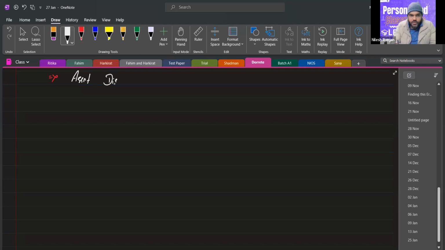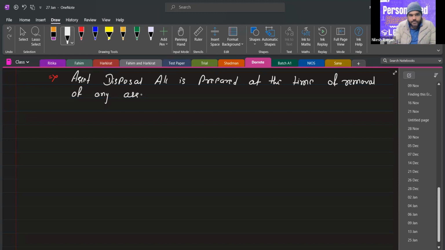So asset disposal account is prepared at the time of removal of any assets from business, to calculate profit or loss on such disposal.